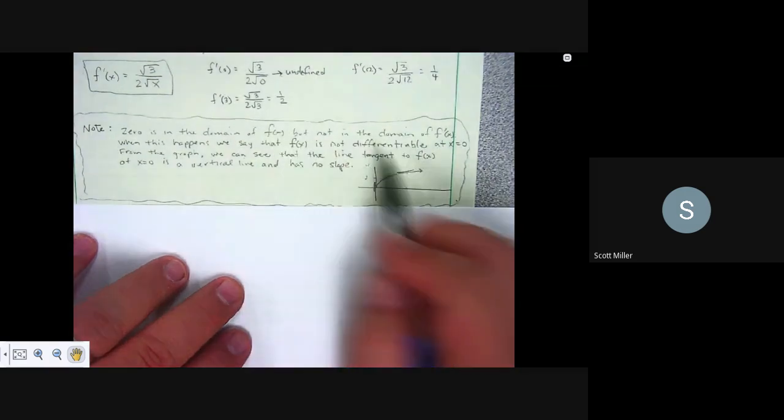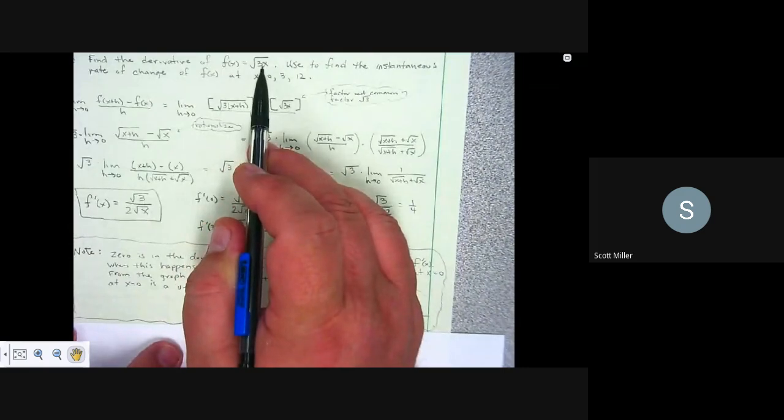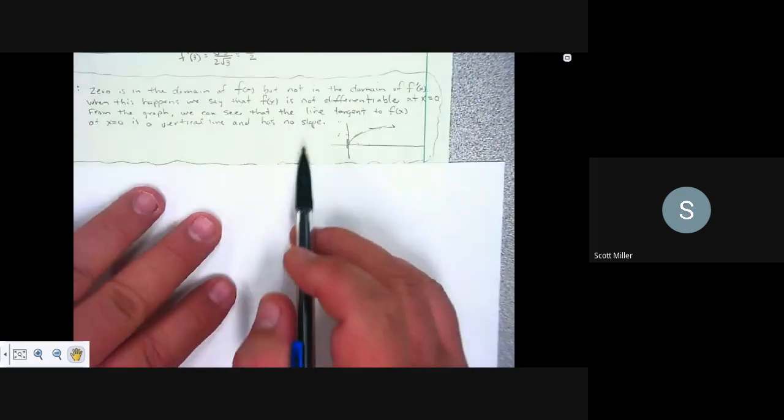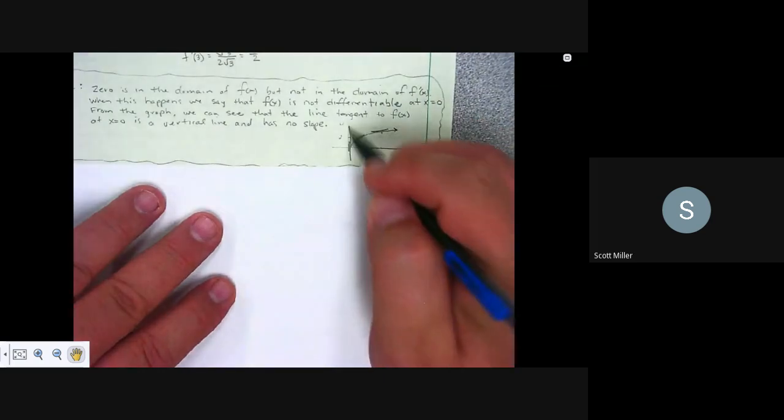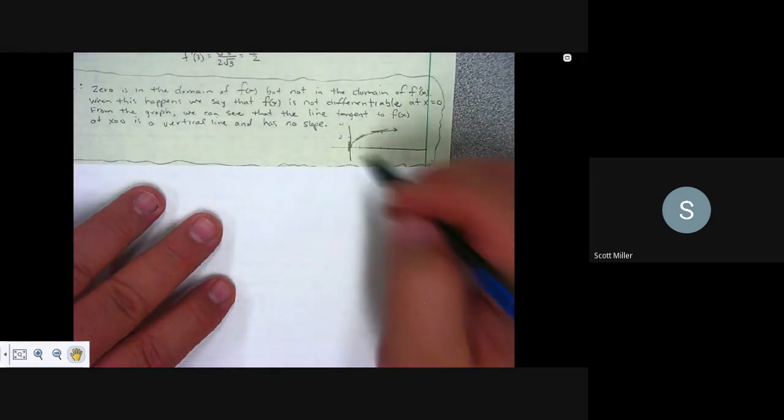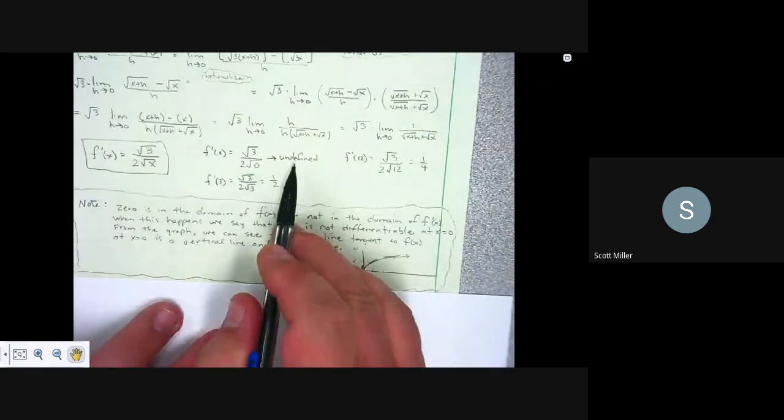So that's what happened in that derivative realm. The point exists in the function, right? I plug in 0, I'm going to get 0. There's a point there. But the derivative, the nature of it is the slope of a tangent line. And the tangent line at 0 is a vertical line, which means it has no slope. And that's why we got the undefined.